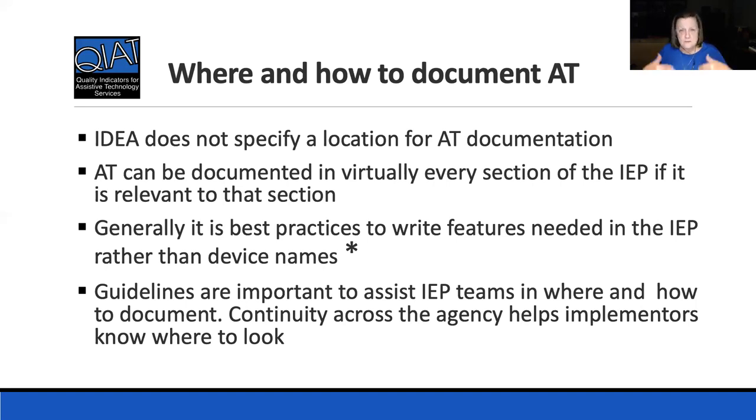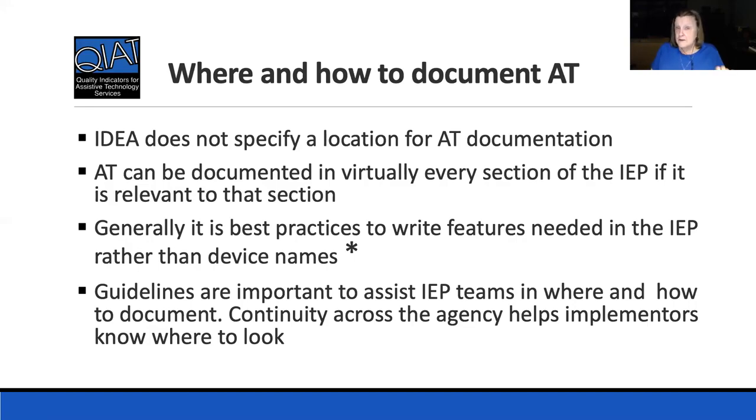So why are guidelines important? I think it's back to what we said a little bit earlier. Guidelines are important so that IEP teams know, in this particular agency or organization or state, where we typically put assistive technology and how we typically write it in. Continuity across the agency helps implementers know where to look for the assistive technology, and it also helps if someone's monitoring what you're doing, they can look in a particular place and don't have to go all over the IEP to try to find where and how assistive technology is used.